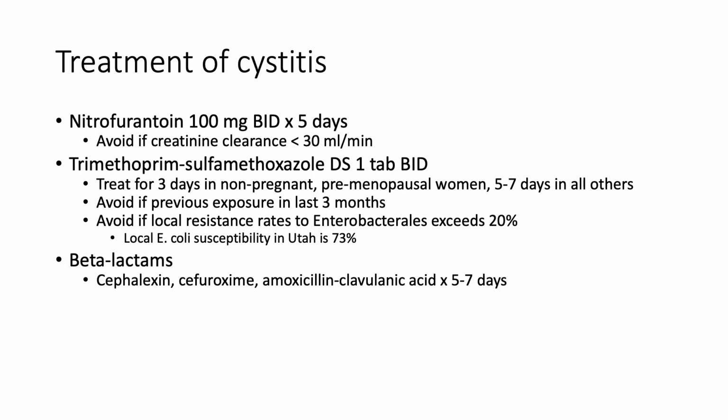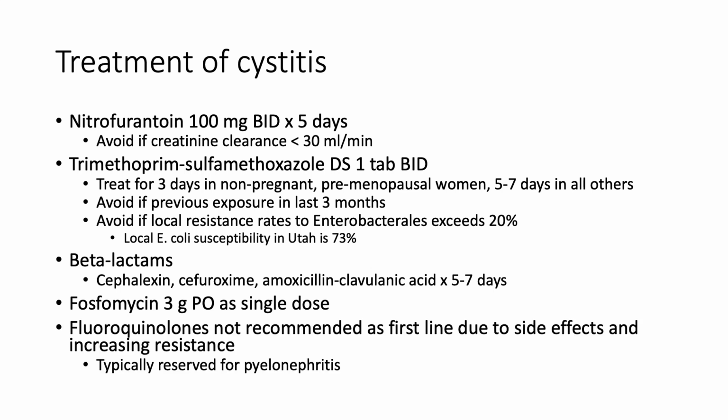You can also use beta-lactams like cephalexin, cefuroxime, or amoxicillin clavulanic acid, and typically you're going to do 5 to 7 days if you use a beta-lactam. The guidelines also recommend using fosfomycin, which is a single dose of 3 grams, but this may not be as effective as the other options, and we typically try to reserve fosfomycin for strange resistant organisms, so generally we don't use this as a first-line option.